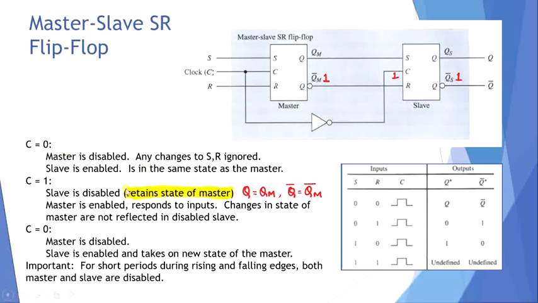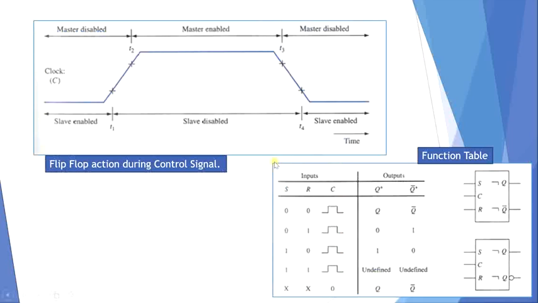Now let me explain this in detail with the flip-flop action that occurs during the control signal. Here you can see, as the control signal starts to rise, the slave is being disabled, that is, this point. Initially, when the control signal was completely 0, the master was disabled and the slave was enabled.